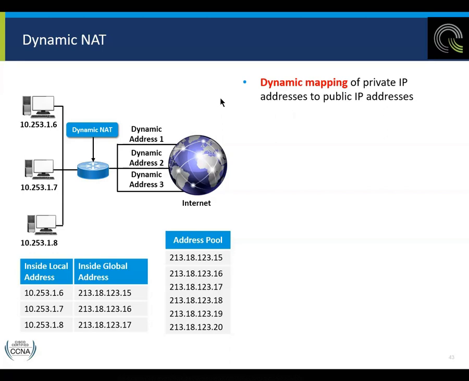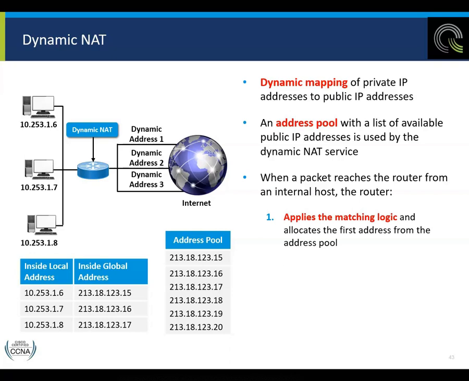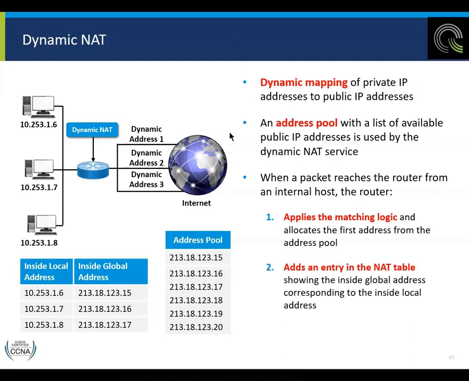Dynamic mapping of the private address to the public IP address. An address pool with a list of available public IP addresses is used by the dynamic NAT service, and then when a packet reaches the router from an internal host, the router applies the matching logic, and we haven't talked about that yet. The matching logic is, who gets a NATed address? Does everybody get them? We're going to use an access control list to specify who gets to be NATed and who doesn't. The router adds an entry into the NAT table showing the global address, performs the NAT translation, and then routes the packet.